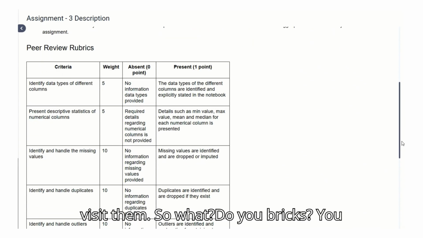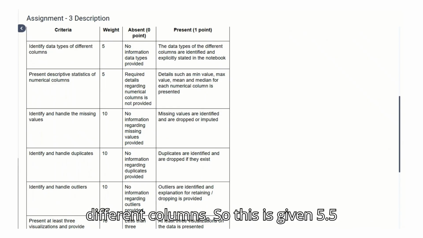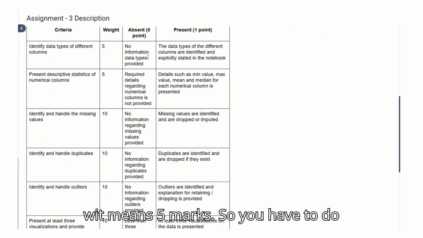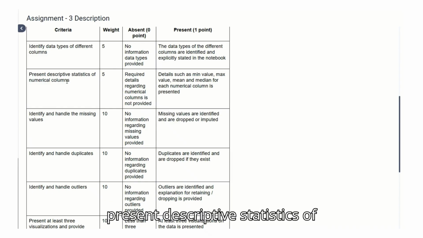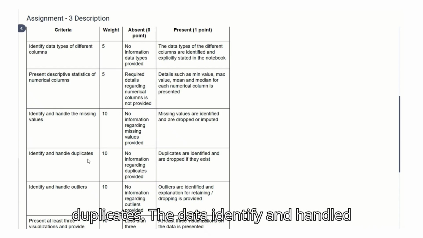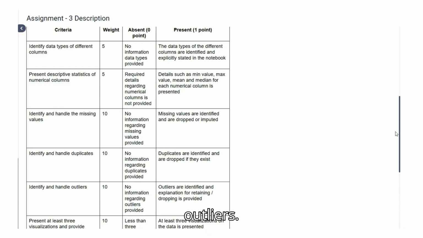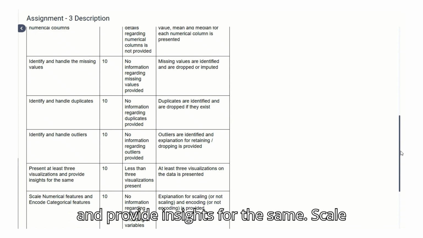So what are the rubrics? You have to identify the data types of different columns. This is given weight 5, not 5 marks, weight 5. Then present descriptive statistics of numerical columns, identify and handle missing values, identify and handle duplicates in the data, identify and handle outliers, and present at least 3 visualizations and provide insights for the same.